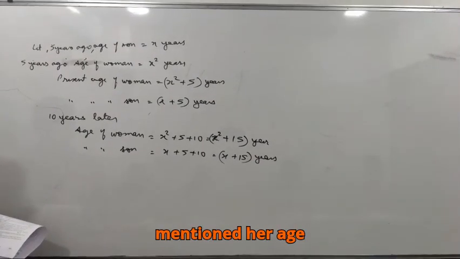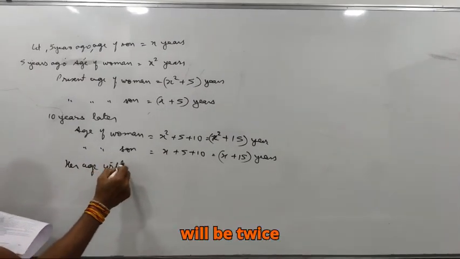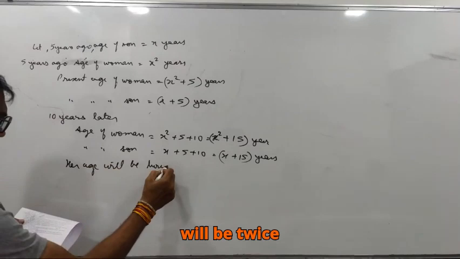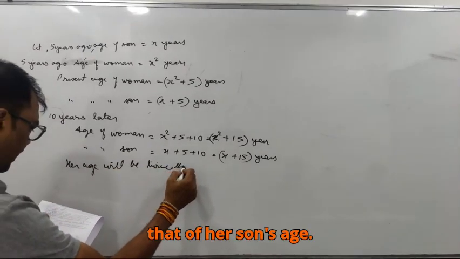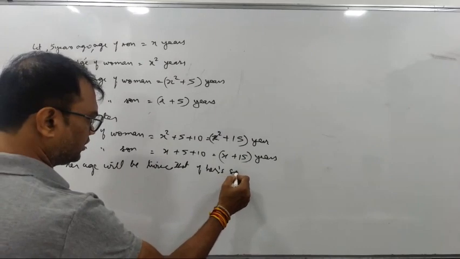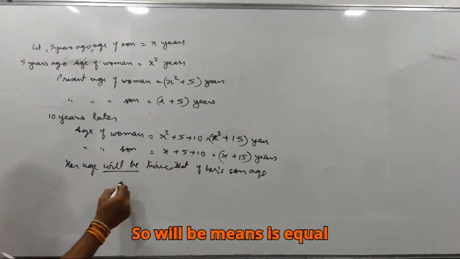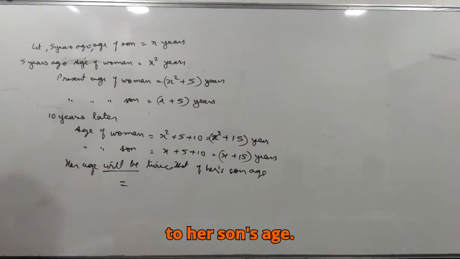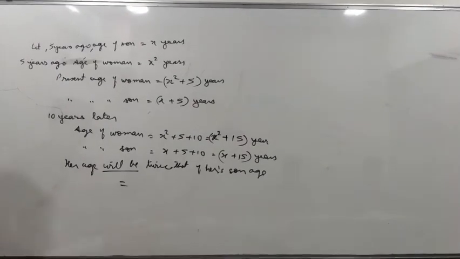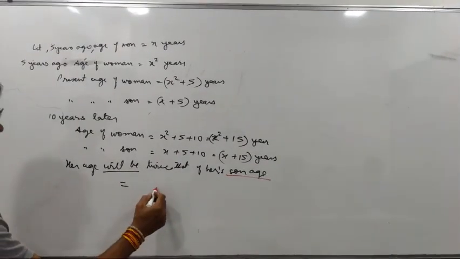Now it is mentioned her age will be twice that of her son's age. So will be means is equal to twice her son's age. So what is the son's age?